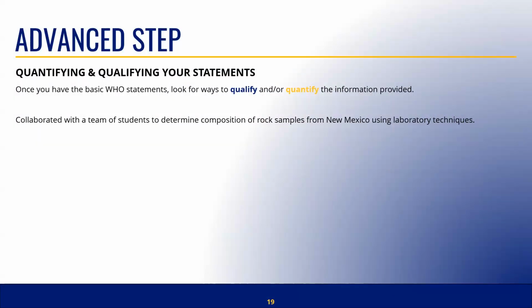Now, if you would like to take it a step advanced, after incorporating the WHO method into your statements, you can also qualify and quantify your statements. For example, if a student included this statement in the experience section of the resume, "collaborated with a team of students to determine composition of rock samples from New Mexico using laboratory techniques," how can the student quantify or qualify the statement?